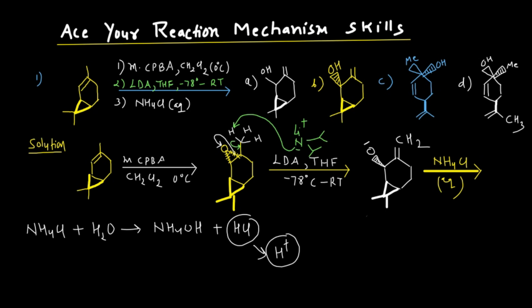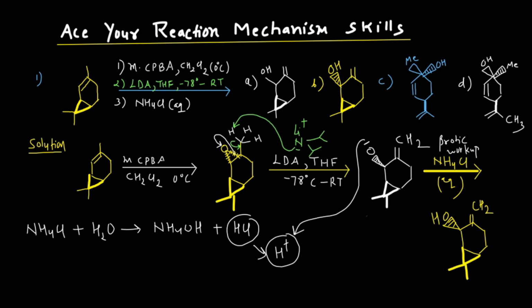So basically this step is protic workup. So what will happen in the protic workup? The HCl which we have produced here, this oxygen will grab this H positive, and then you will have your final product, and your final product would look like this. I'm drawing here, you can see this is the double bond CH2, and then this would be your OH now, and these are the 2 methyls attached to it. So this is your final product.